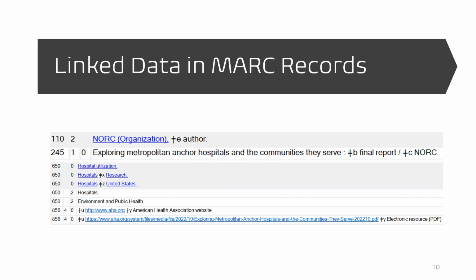So the corporate author is in the 110 2, the LCSH, which are in the 650, and then the electronic location and access, you've got two of those in the 856 40 fields, all have linked data in them. And notice that the first 856 field takes the patron to the American Hospital Association website, while the second 856 field is a link to the PDF version of the ebook.